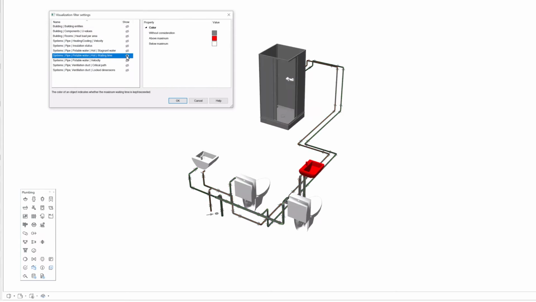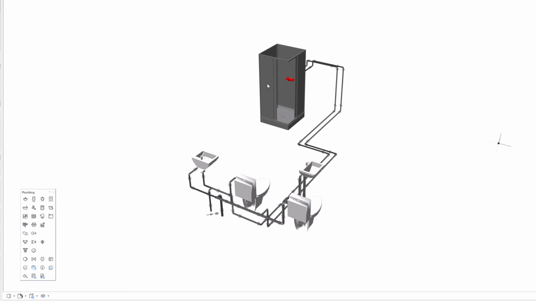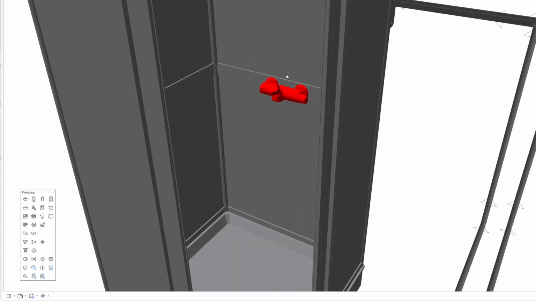The stagnant water volume visualization filter highlights consumers that are connected to pipe segments with more than 3 liters of non-circulating water. For optimal results, use the clear highlighting of the new visualization filters to find critical situations in the system and correct them in the model.